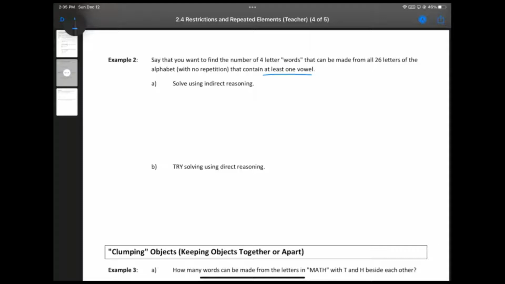So the indirect reasoning would be to take all possible words, at least all 4-letter words. I'm not going to write down all the details here. I think the context of the question is good enough. But all the 4-letter words we can make, and I'm going to subtract off the ones with no vowels. That seems easy enough. How many words can we make with 4 letters out of 26? The answer is just 26 pick 4.